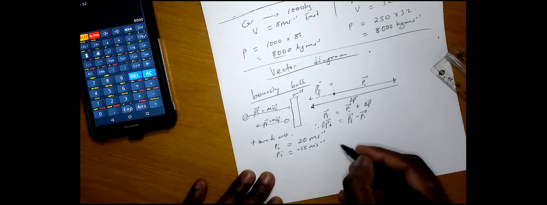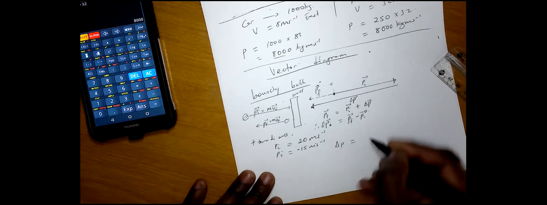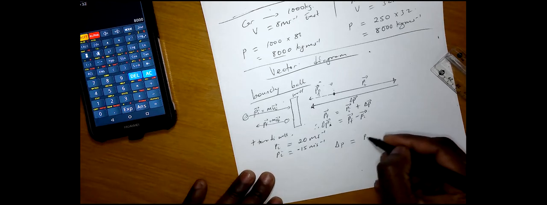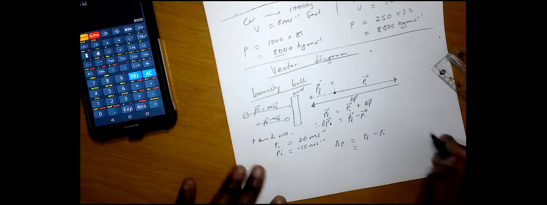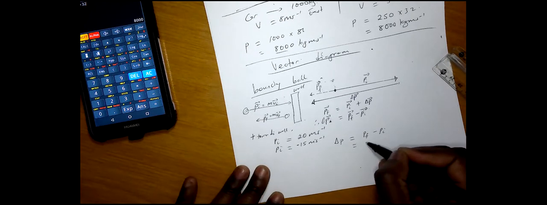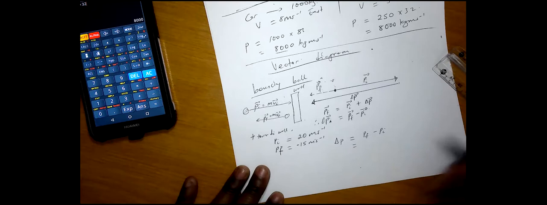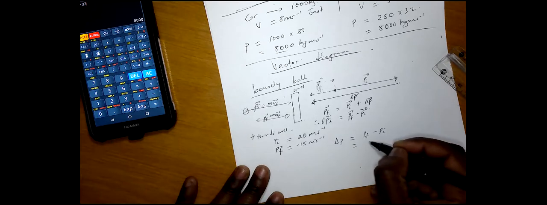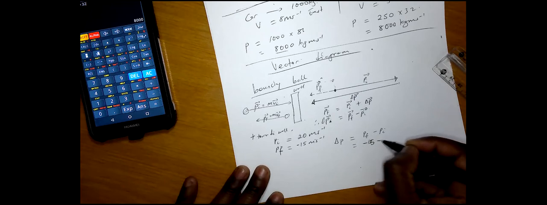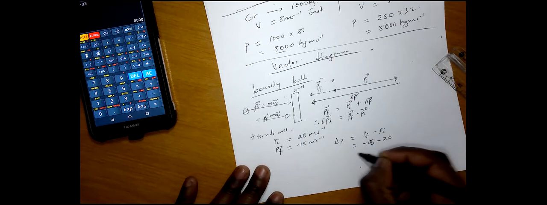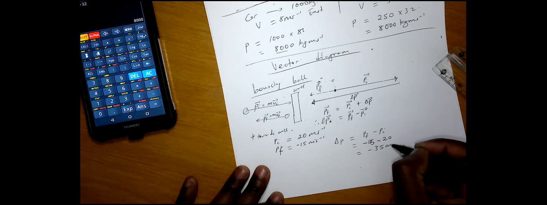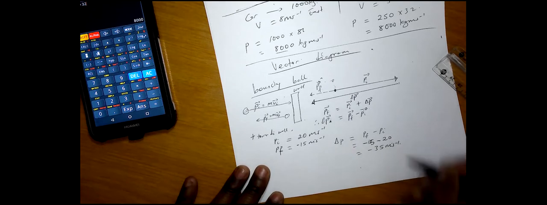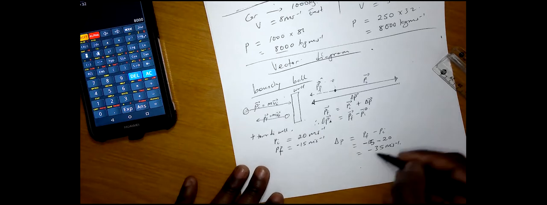So what will be our change in momentum now? Change in momentum will be equal to P final minus P initial. P final here will be equal to negative 15 minus 20. Then you get minus 35 meters per second. That's what you'll get there.